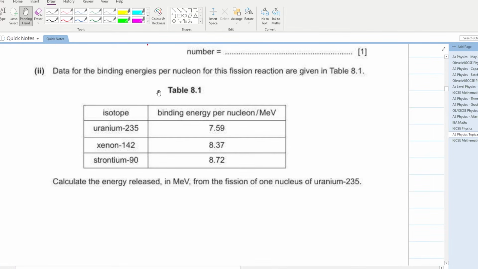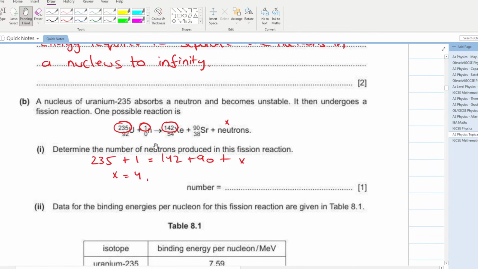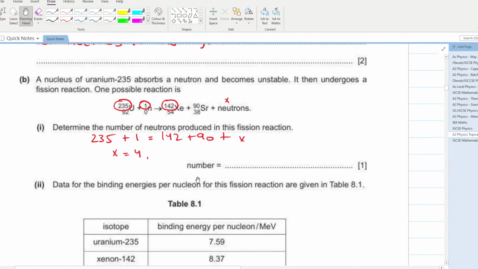Data for the binding energy per nucleon for these fission reactions are given in table 8.1. Calculate the energy released in mega electron volts from the fission reaction of one nucleus of uranium-235. So we have to calculate the energy released during this reaction. How will we do that? Very, very easy. The energy of products minus the energy of the reactants.